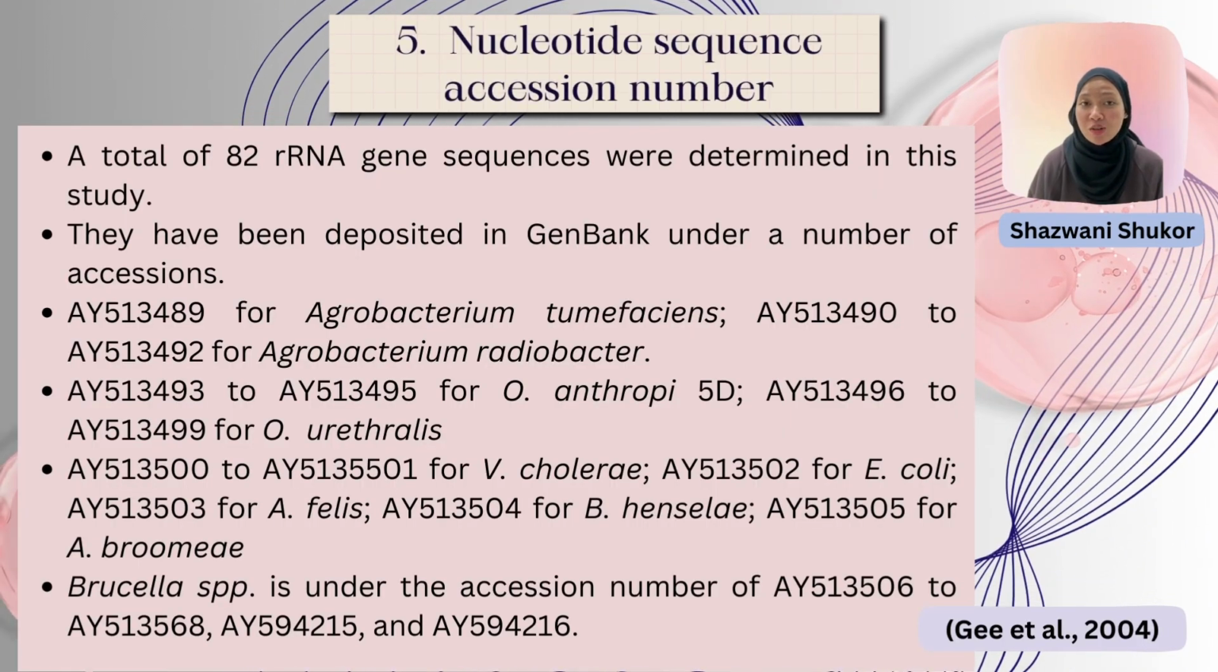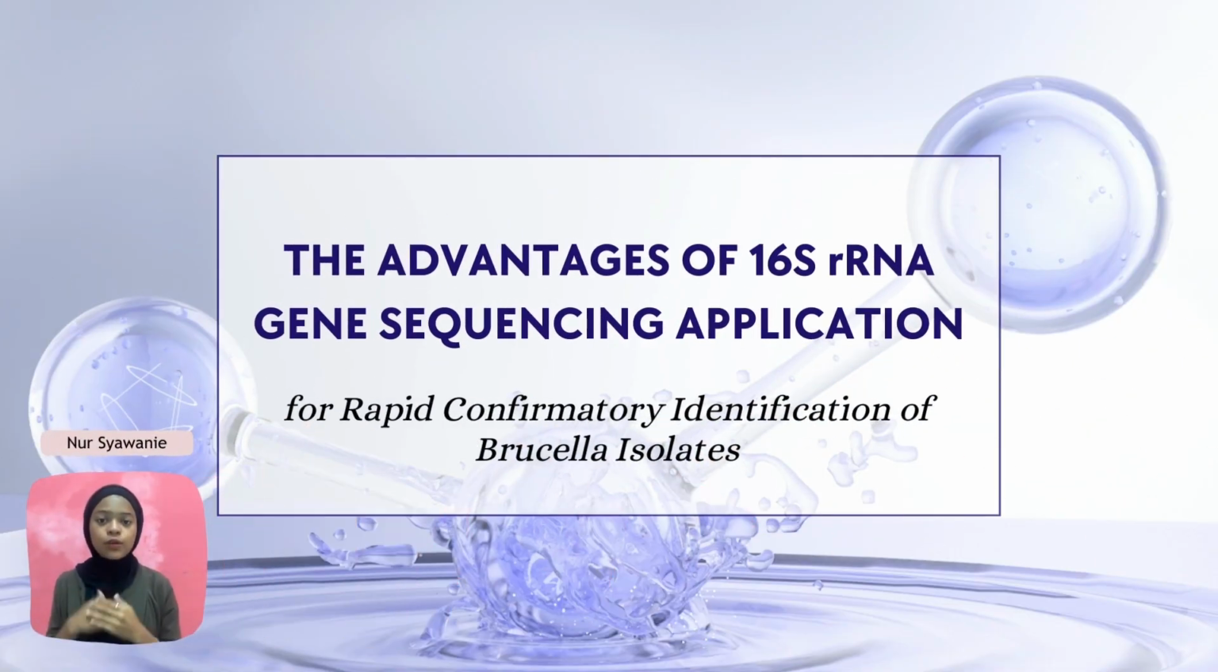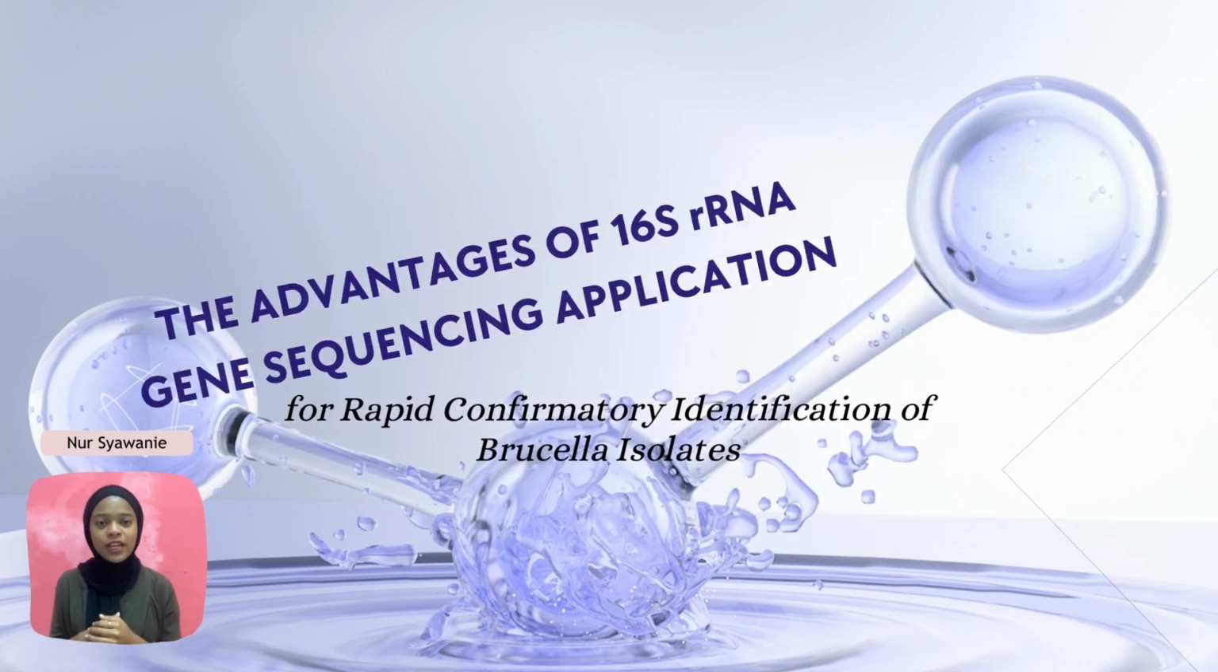The last step is the nucleotide sequence accession number. A total of 82 rRNA gene sequences were determined in this study. They have been deposited in GenBank under a number of accessions. Brucella species is under the accession numbers AY513506 to AY513568, AY594215, and AY594216. The 16S rRNA gene sequencing technique offers several advantages in the identification of Brucella isolates.